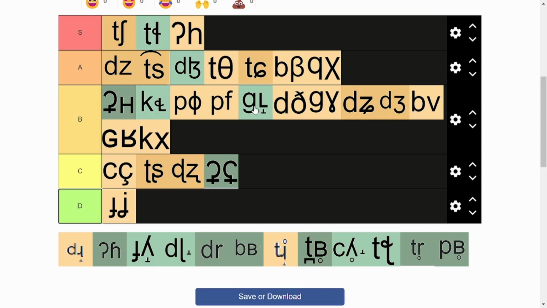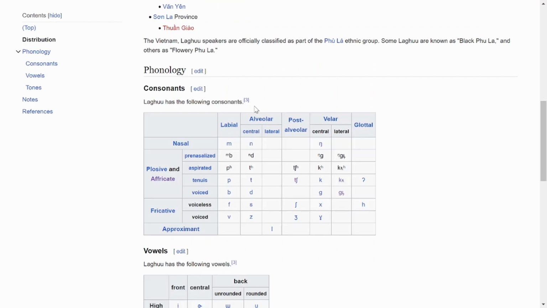I don't know. If it's just affricates, I like the voiceless one more, but in just normal fricatives, I like the voiced more. Yeah. Hot take. Voiceless supremacy.